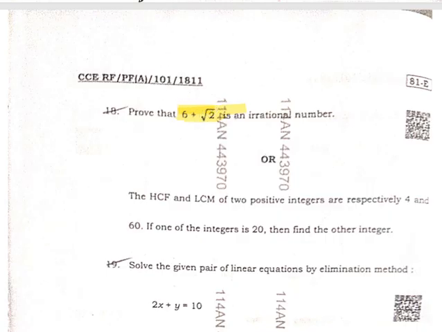Let us discuss how to solve this one, how to prove 6 plus root 2, or 5 plus root 3, or 4 plus root 2. They will be asking this kind of question. You have to prove it is an irrational number. This is not in the form of P by Q. If it is in the form of P by Q, it should be a rational number, a ratio. This is not a ratio, that means it is an irrational number.